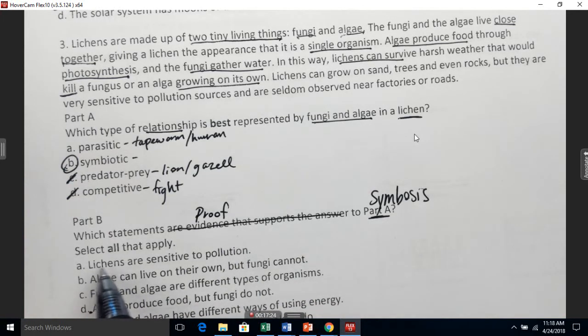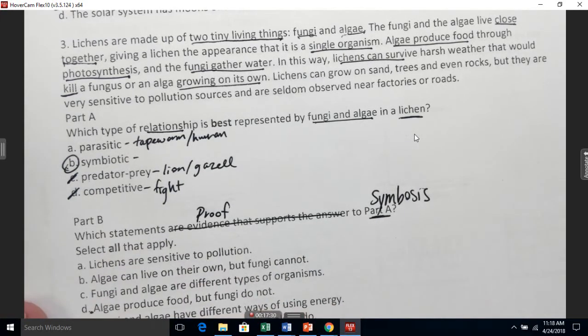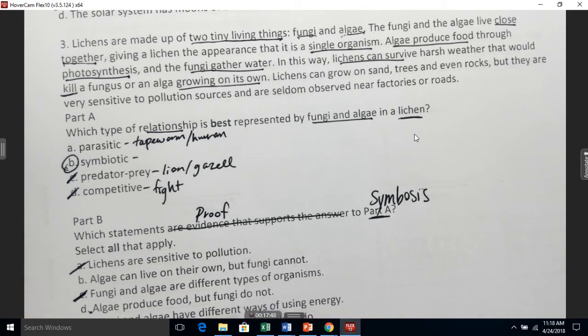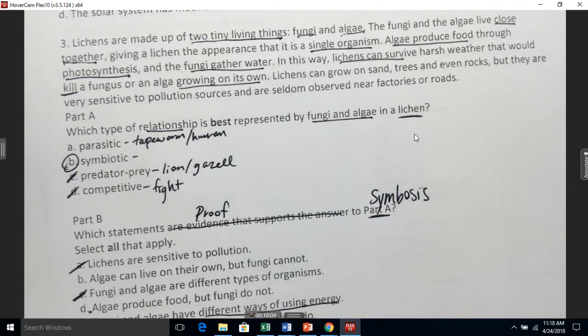So, lichens are sensitive to pollution. Does that prove symbiotic? No. Algae can live on their own, but fungi can't. I don't know. Fungi and algae are different types of organisms. Does that prove symbiosis? No. Algae produce food, but fungi do not. Fungi and algae have different ways of using energy. Does that prove symbiosis? No. That doesn't prove that they have a relationship where they both need each other.